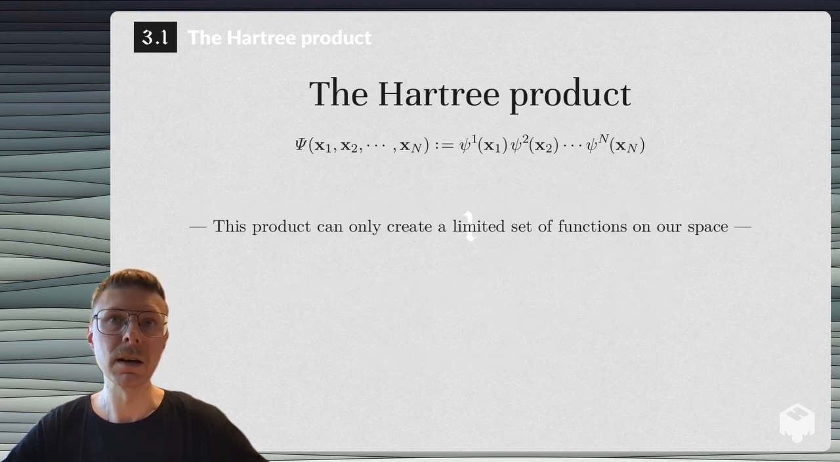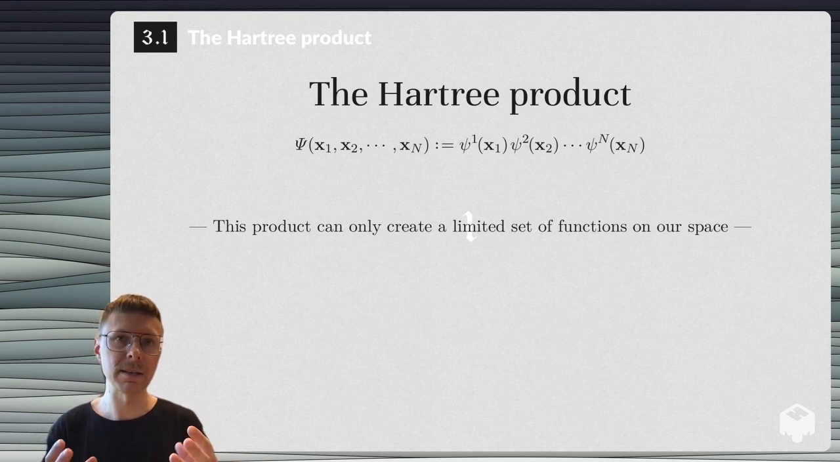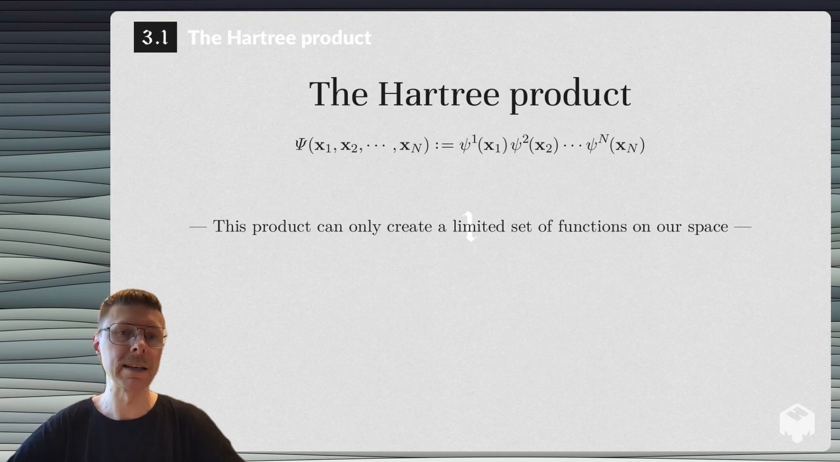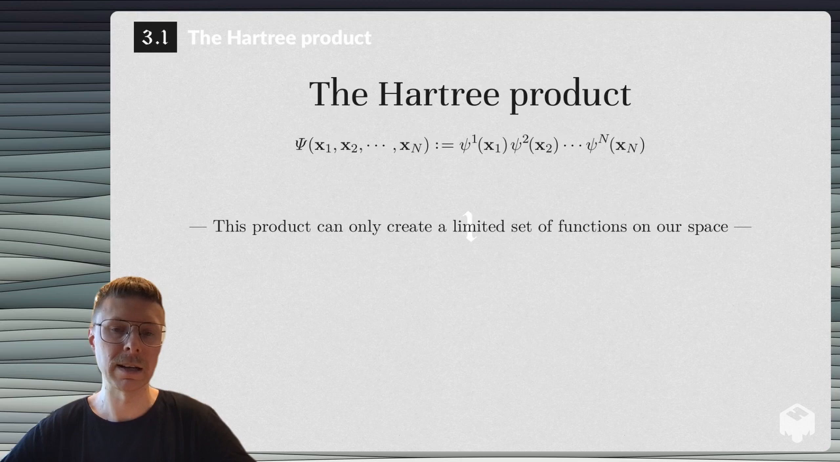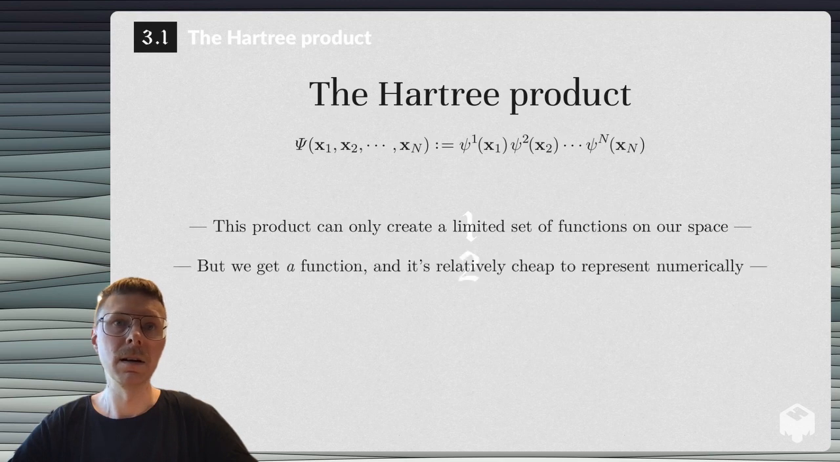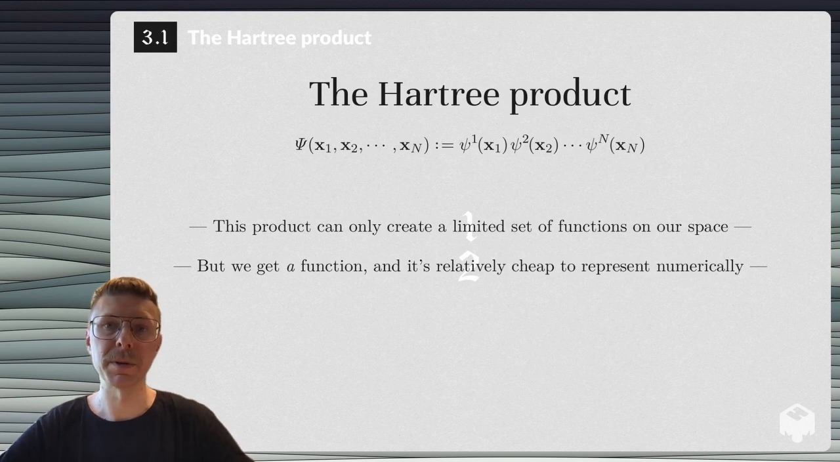So the important part here is to see that this function, this Hartree product, is not able to describe any imaginable function, but instead is limited to a certain class of functions, the product functions. But at least we get a function on this big space, on a large set of degrees of freedom. And the product itself is relatively cheap to represent numerically, because what we have is n functions of one dimension, or three sometimes, but this is much easier to represent than an arbitrary function on n degrees of freedom.